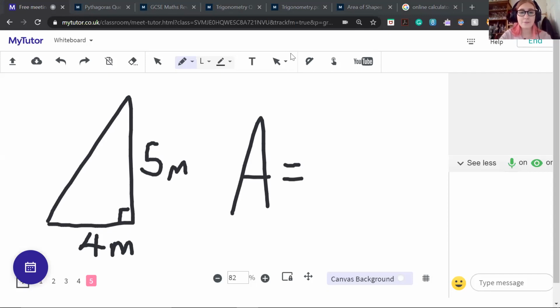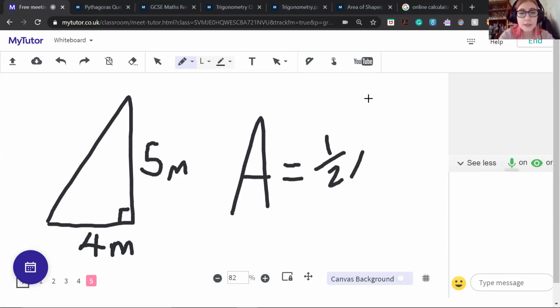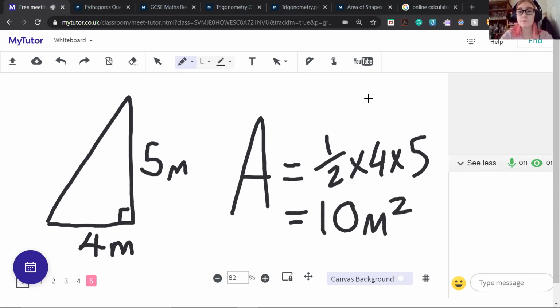Yeah, brilliant. So what we do is we take half times the base times the height. So half times 4, that's 2, times 5 is 10. So it's 10 and it's an area, so it's meters squared.